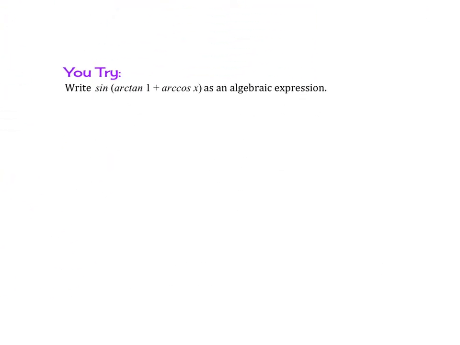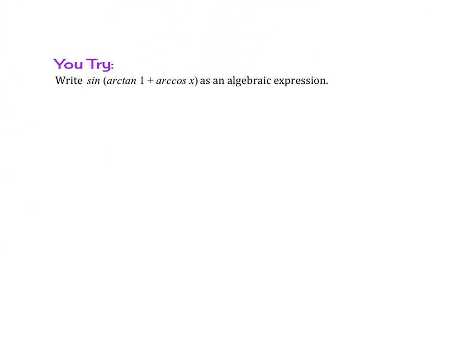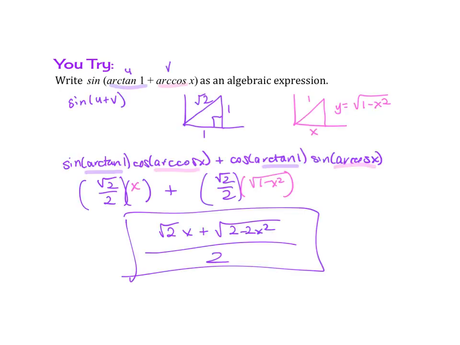So try this example. Write sine of arctangent of 1 plus arccosine of x as an algebraic expression. So we tried this out. It's very similar to the last one. Actually, it's the same exact triangles. You could use that. But we're using sine of u plus v. So using sine of arctangent of 1 times cosine of arccosine of x plus cosine of arctangent of 1 and sine of arccosine of x. Then you find your final answer is the square root of 2 times x plus the square root of 2 minus 2x squared, all over 2.